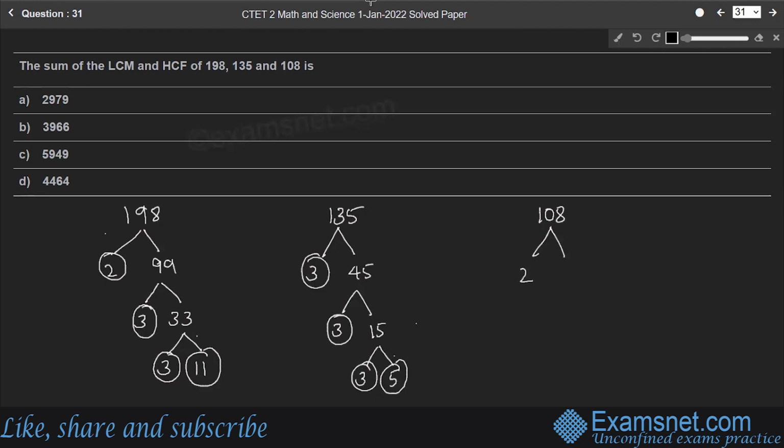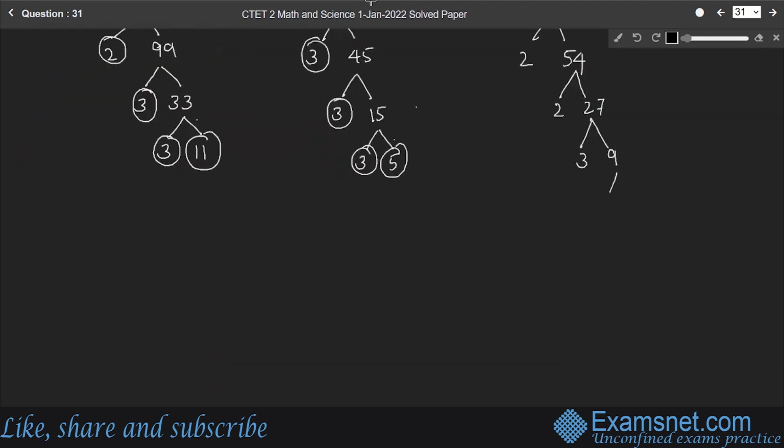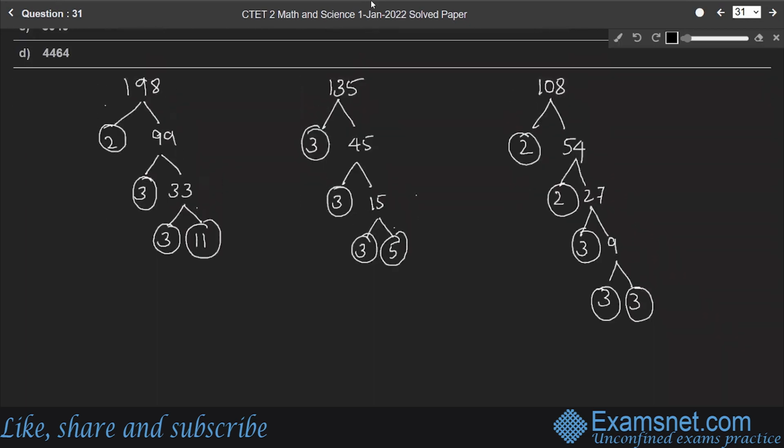So 2 into 54. So 2 into 27. Then 3 into 9. And factors of 9 are 3 into 3. So here 3, 3, 3, 2 and 2 are prime factors of 108.